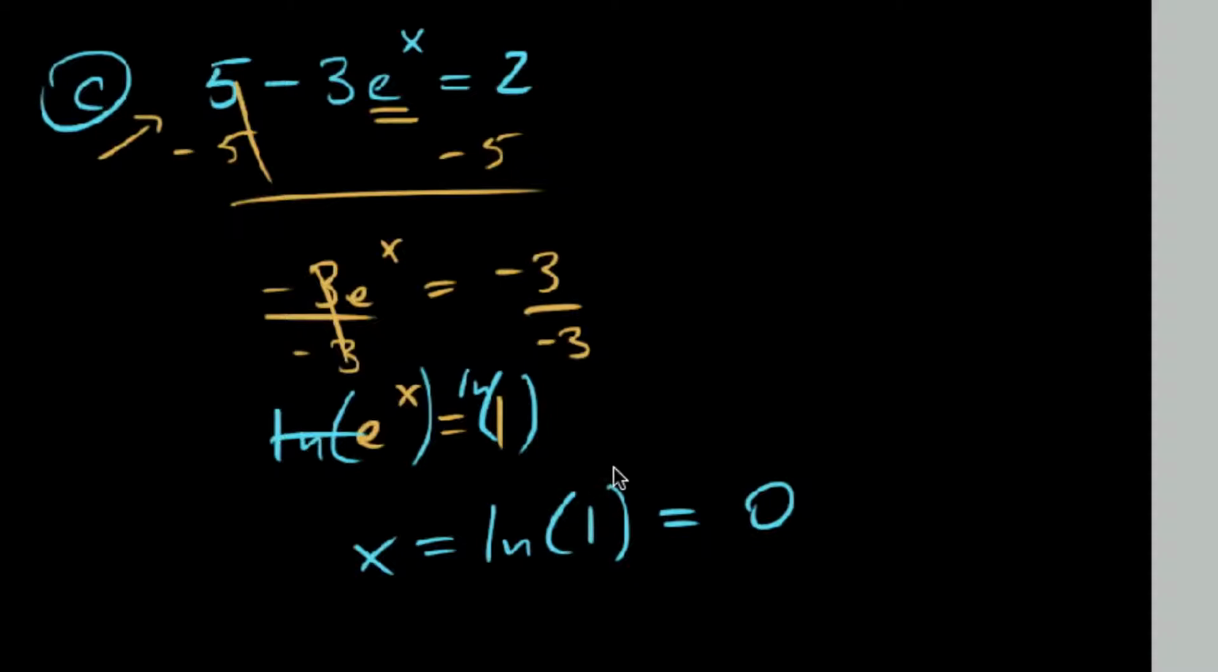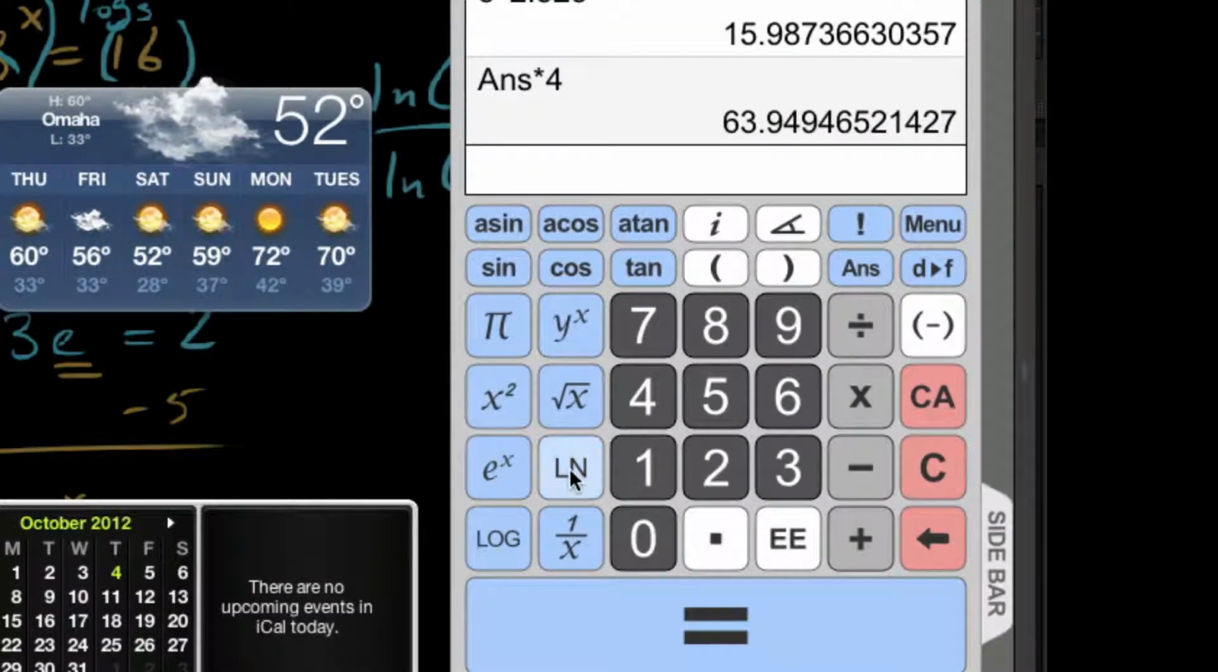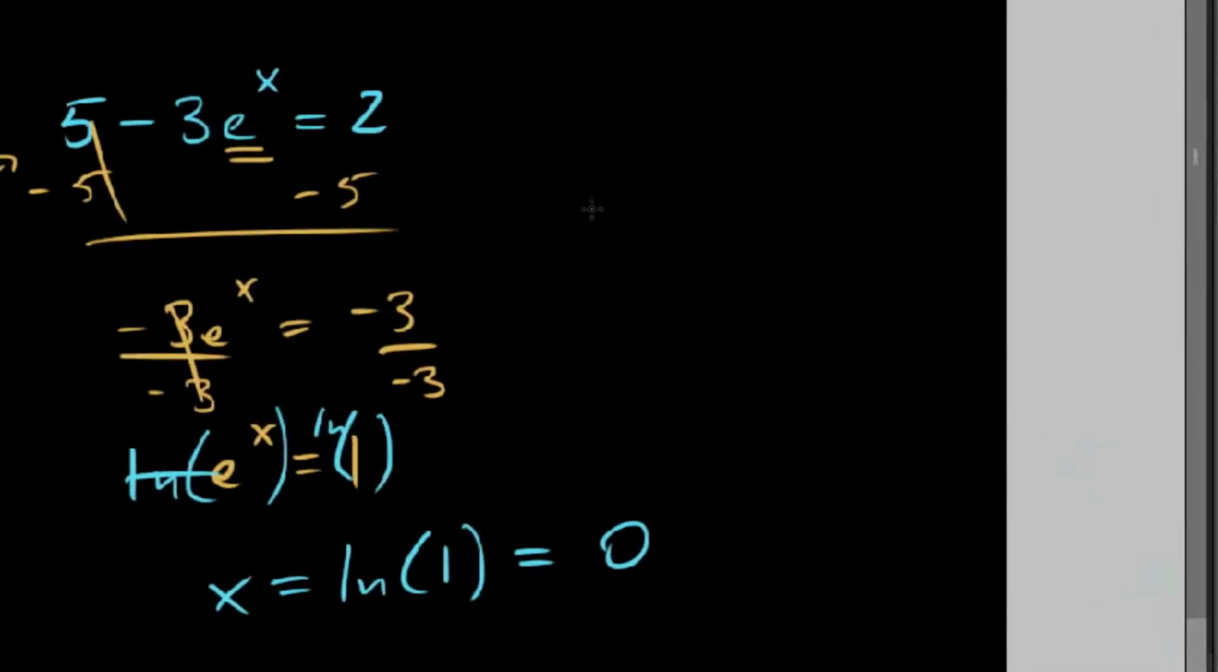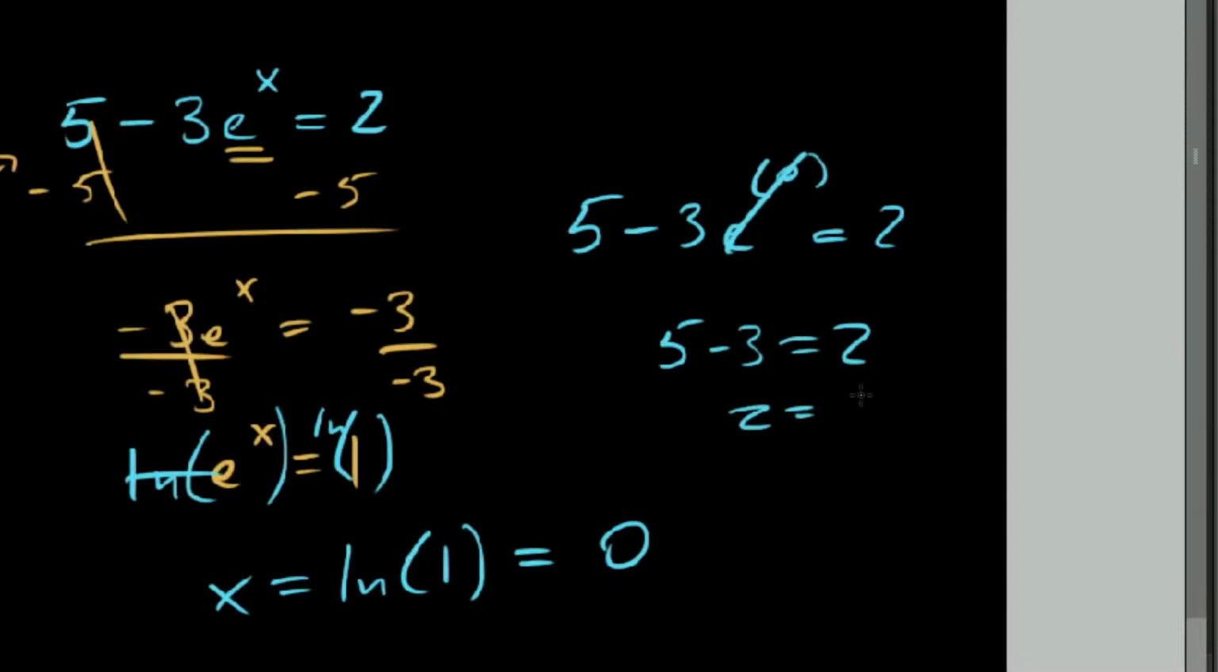But if you needed to check this on a calculator, we could verify this. Ln of 1, guaranteed money. You get 0. And so we could plug this back in and check it again. And essentially what this would say is 5 minus 3e to the 0 equals 2. In other words, e to the 0 is 1. So we get 5 minus 3 is 2, and 2 equals 2. Gravy. So there's a few examples.